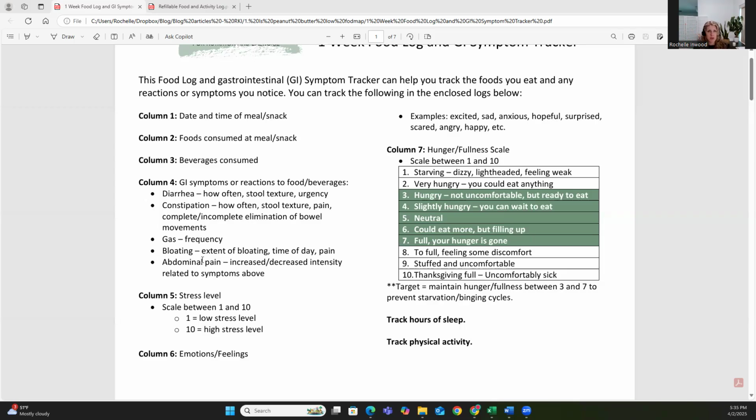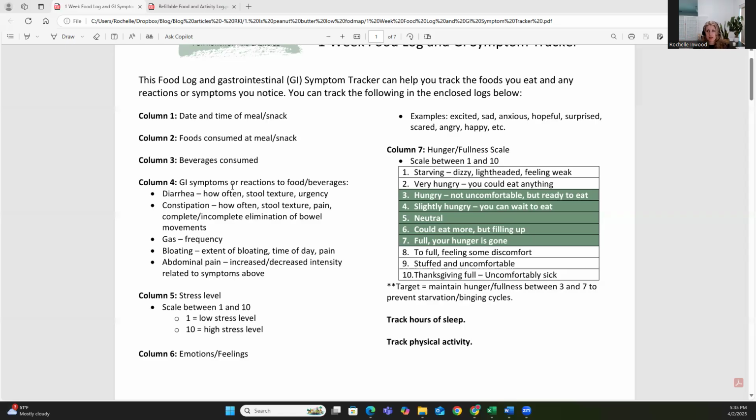Then next might be bloating. Basically, are they getting any associated symptoms with the bloating? Are there certain times of day? Is there pain? Is abdominal pain increasing or decreasing in intensity related to the food choices or the beverages that they're consuming as well? So column 4 is all about the GI symptoms and helping our clients recognize some of those things that may be coming up for them.